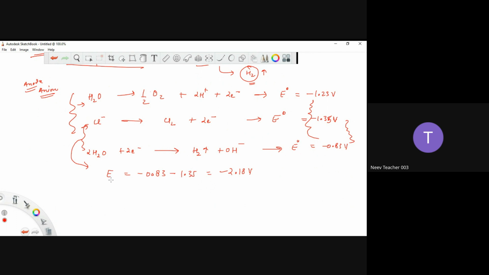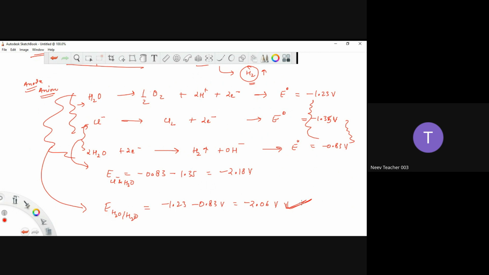That is when Cl minus and water are there. And if you take water at both, then it should be minus 1.23 and minus 0.83 volt, and that comes out to be minus 2.06 volt. Now which is more spontaneous? This one. On both electrodes, water should get oxidized or reduced, and accordingly it should produce hydrogen and O2.